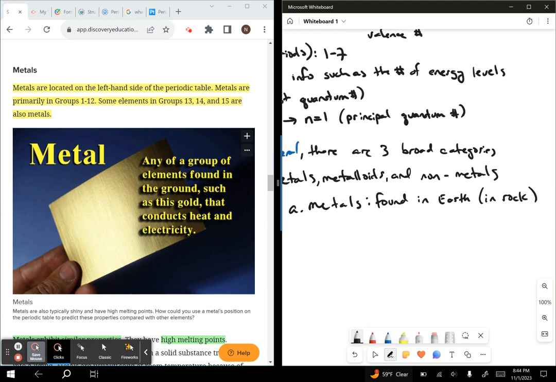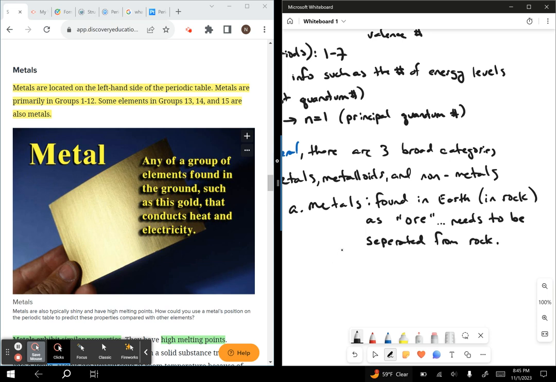And when we find those metals in rock, they are often called ore, found in Earth as ore. You can have iron ore, for example, and we have to separate the metal from the rock before we can do anything with that metal, right? It needs to be separated from rock initially, right?